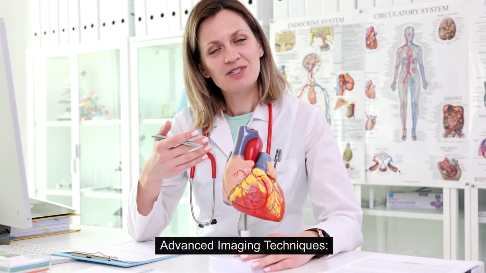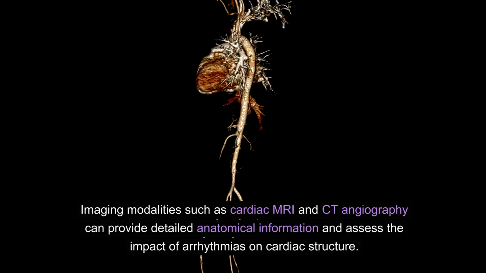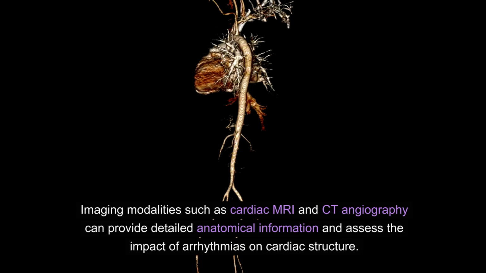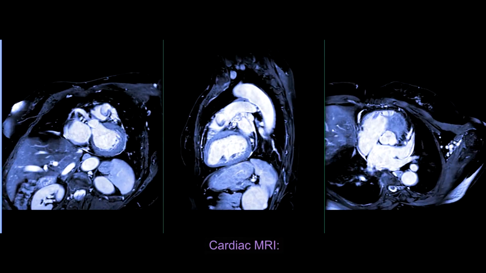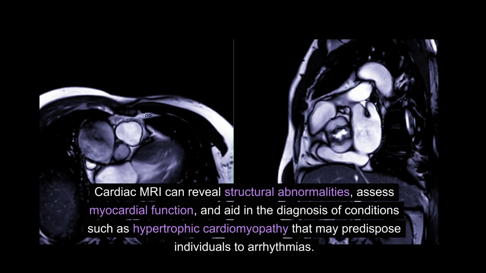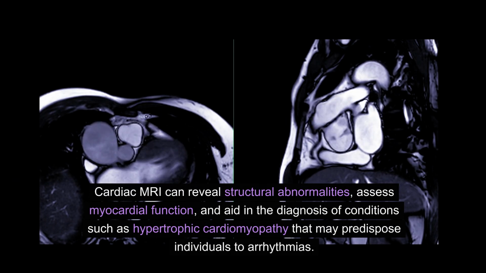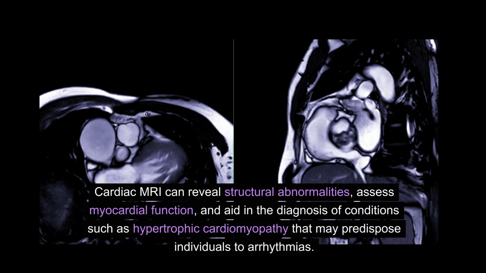4. Advanced imaging techniques. Imaging modalities such as cardiac MRI and CT angiography can provide detailed anatomical information and assess the impact of arrhythmias on cardiac structure. Cardiac MRI. Cardiac MRI can reveal structural abnormalities, assess myocardial function, and aid in the diagnosis of conditions such as hypertrophic cardiomyopathy that may predispose individuals to arrhythmias.